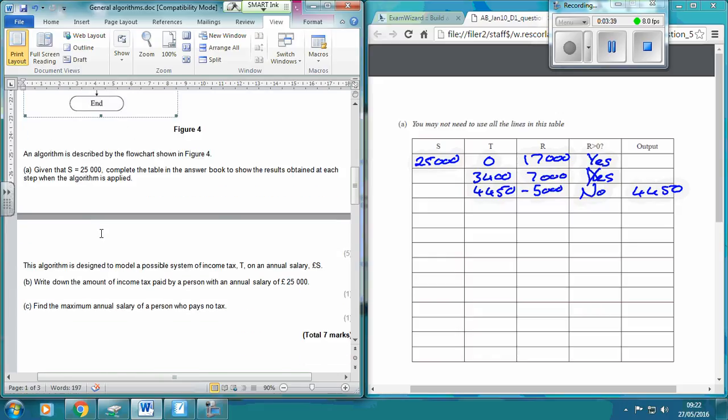The algorithm is designed to model a possible system of income tax T on an annual salary of S. We said that S was 25,000, so that means the salary is 25,000. It's important to try and understand what it is that they're asking you here. They're telling you that the salary is 25,000 and T is the tax. So write down the amount of income tax paid by a person with an annual salary of 25,000. Well, we just worked that out. T is the tax, so 4,450.